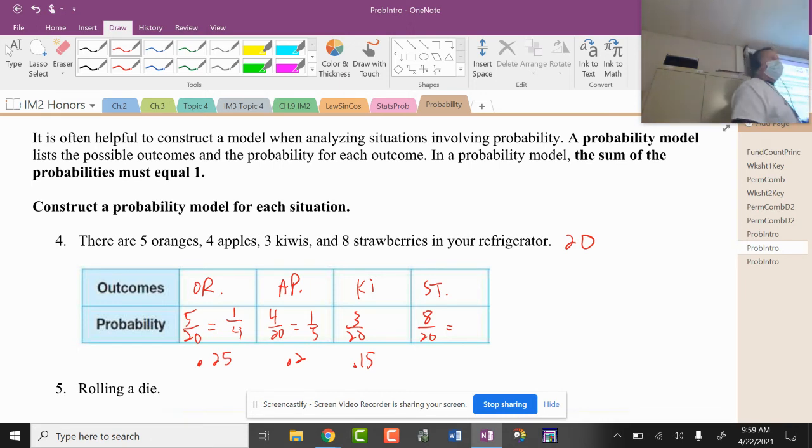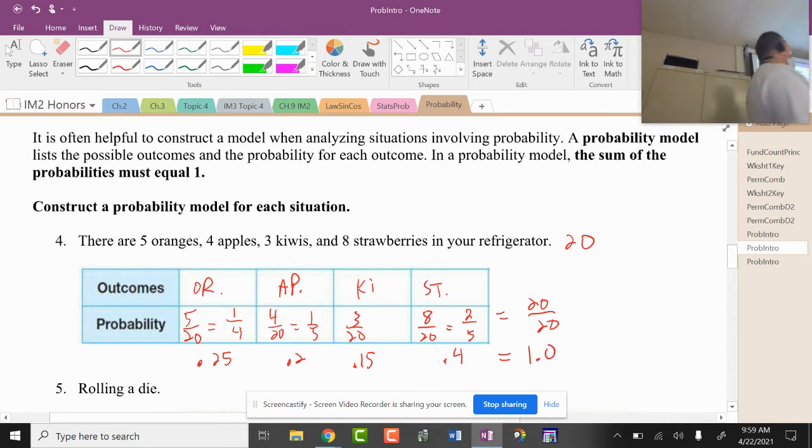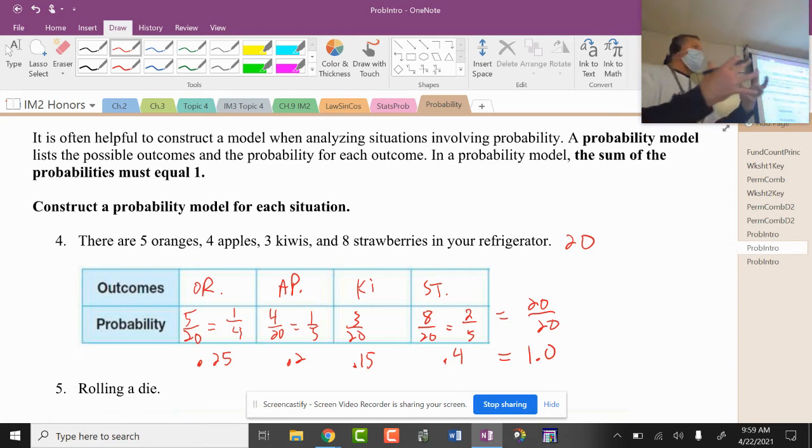But 4 goes into 8 twice, and 4 goes into 20 five times, and that is 0.4. These all add up to 20 over 20, just like these all add up to 1.0. If I made them percentages, they would all add up to 100%. So that's the idea of this. This is one confined experiment with these 20 pieces of fruit. Any probability of grabbing any of those fruits should add up to 100%.